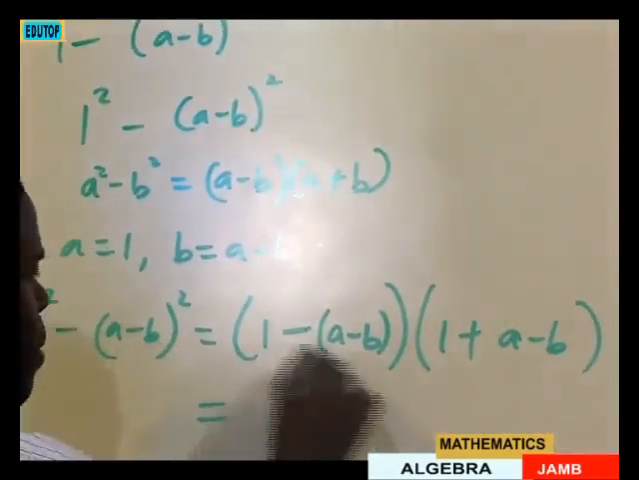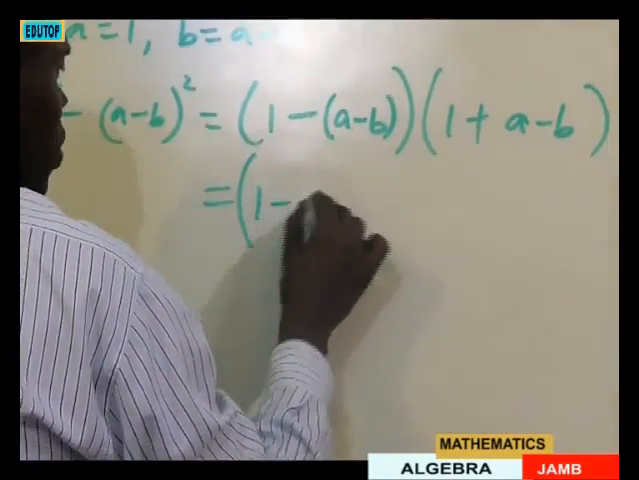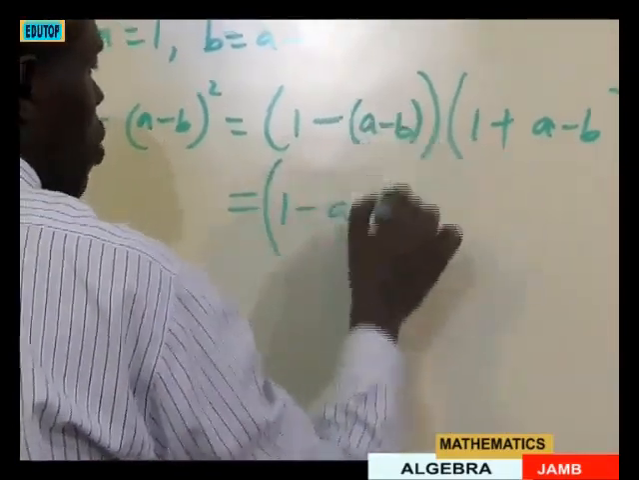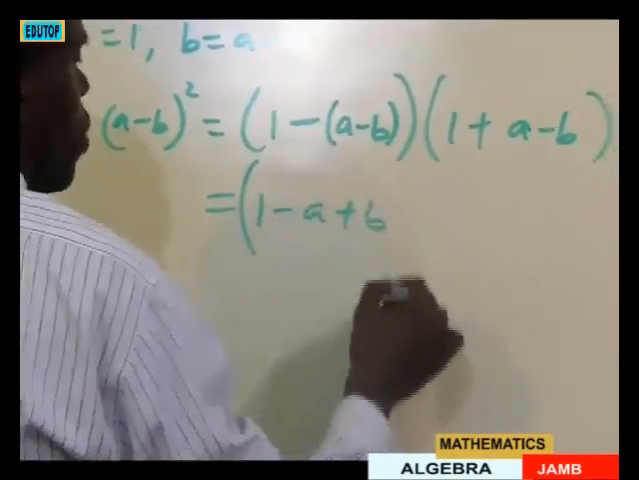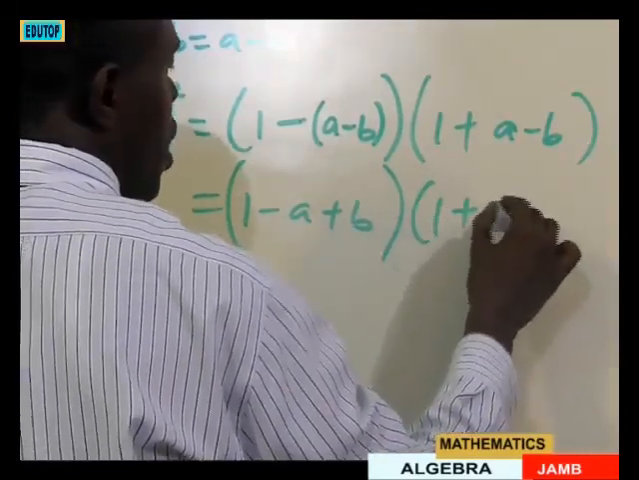So automatically, let me open this. I have 1. Use this minus to open this bracket: minus A plus B. Minus times plus is minus, and minus times minus is plus. So I have this, and I also have 1 plus A minus B.